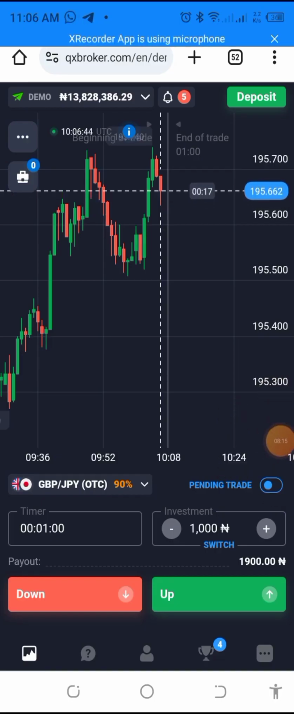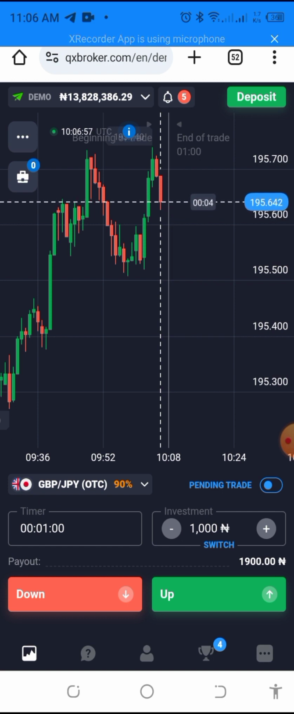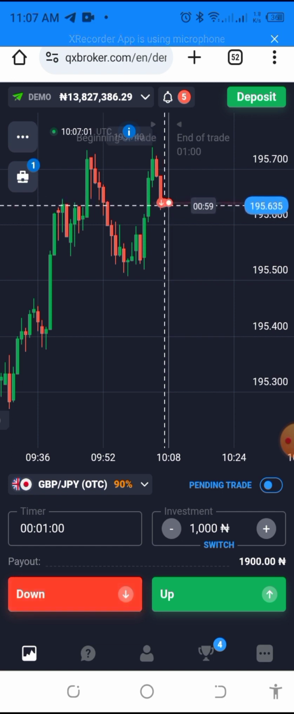Okay, so this is the same trade. Looking at it, the first candle has formed red, the second candle is forming, and if it ends as a red, then I would trade. 5, 4, 3, 2, 1. So I go down. I increase my amount in case of Gale.